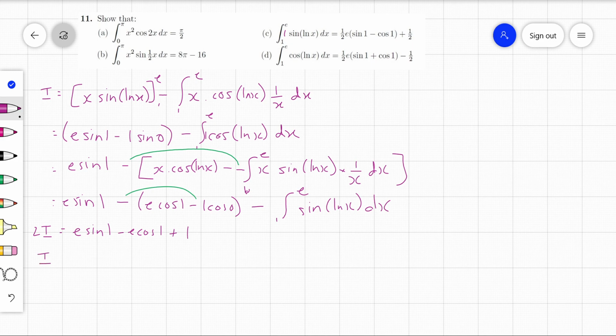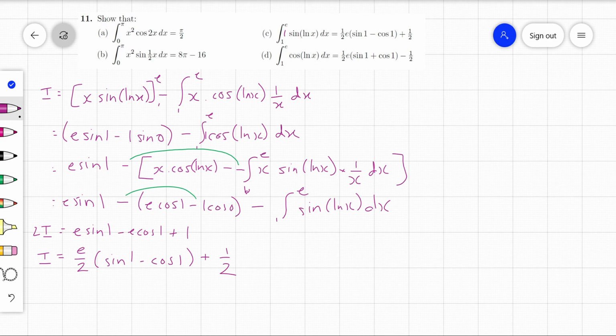So to find the answer for that actual integral, I'm going to divide by 2. So I'm actually going to factorize by e at the same time as dividing by 2. So I'm going to get sine 1 minus cos 1, and then I've got to divide this by 2 as well. So plus a half. That gives me the answer I'm looking for. Excellent.